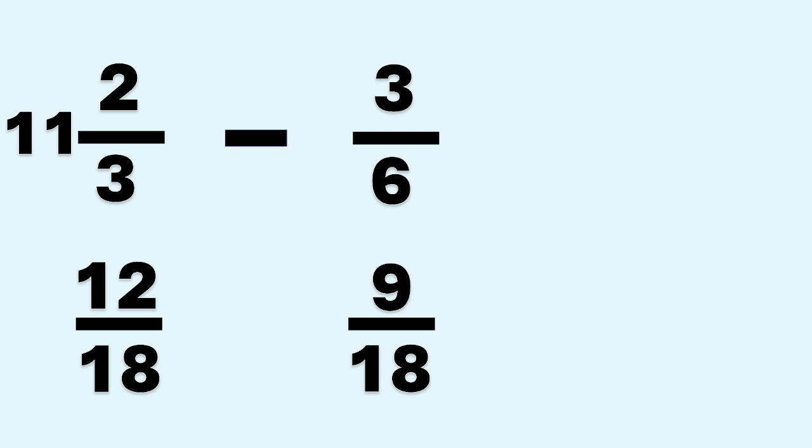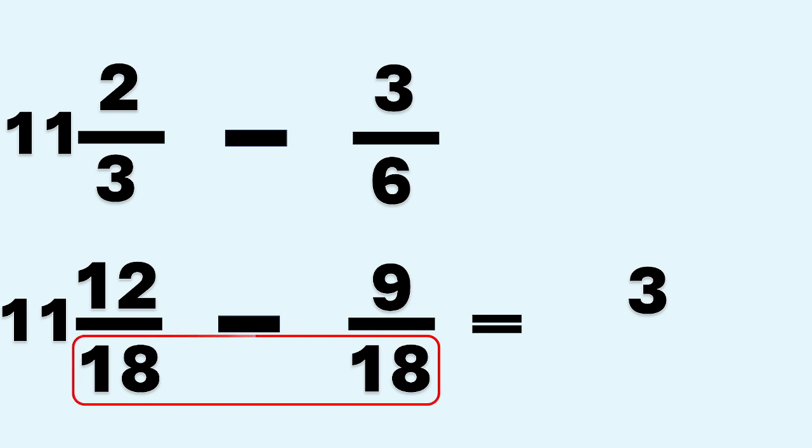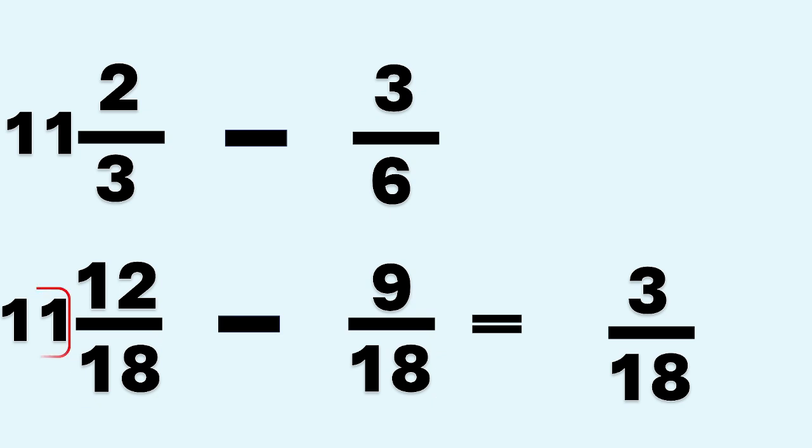We can subtract now because the two fractions are already the same. Copy the whole number 11. Subtract the numerators. We have 12 minus 9 equals 3. Then copy the denominator 18. And copy the whole number 11. So the answer is 11 and 3/18.